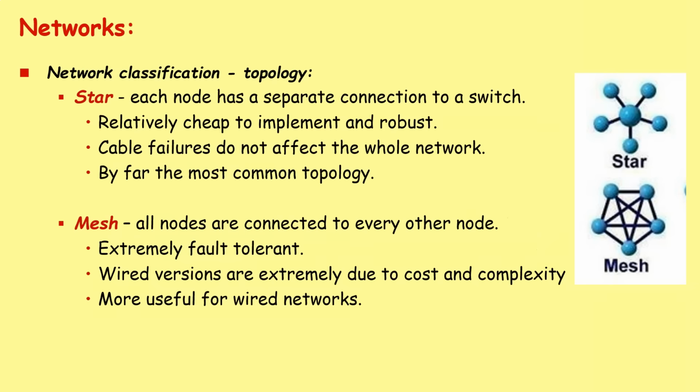A better way to connect our networks together is a star topology. Here, each node has a separate connection to a central switch or a hub. Typically a switch nowadays, we don't really use dumb hubs anymore. Relatively cheap to implement and robust. Cable failures do not affect the whole network, and it is the most common topology in homes and offices around the world. Mesh: all nodes are connected to every other node.